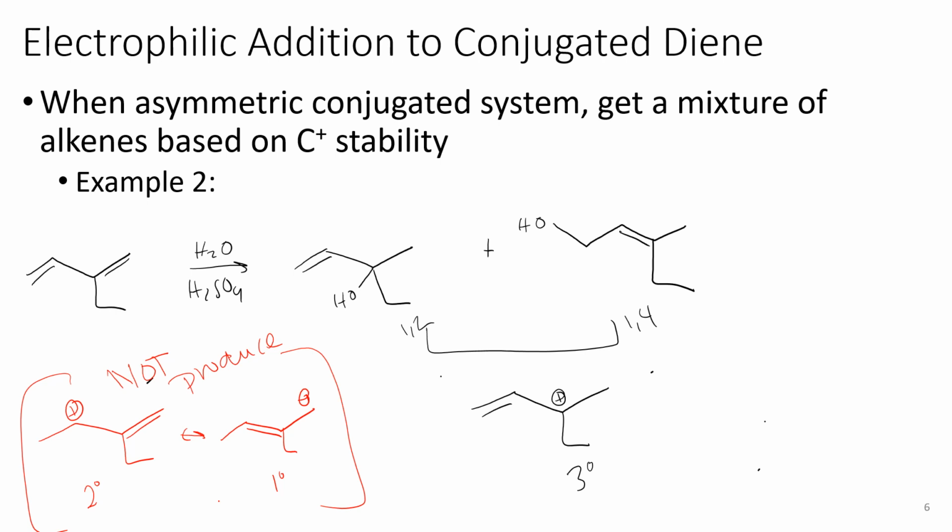So you do need to be careful with those asymmetric conjugated systems. And you need to watch for the carbocation stability, because that is what will also help you predict the products when you are dealing with an asymmetric structure.